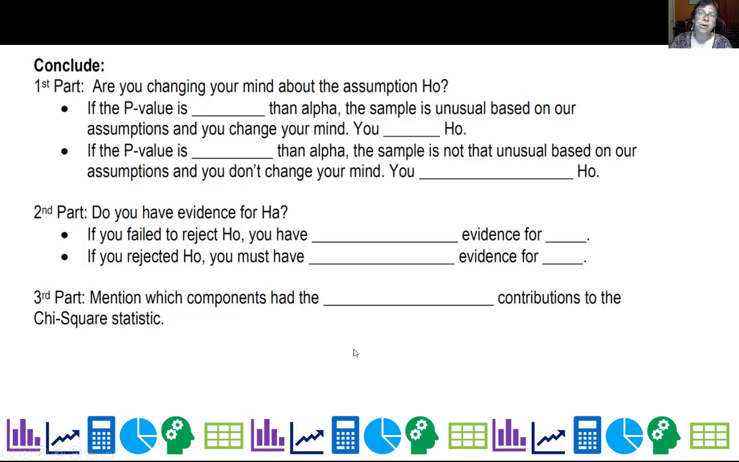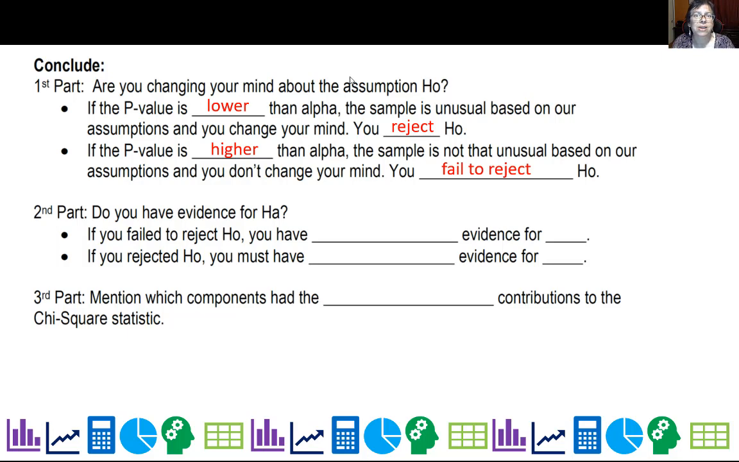So the last part on a chi-squared goodness of fit test is to conclude, just like we were doing on our other hypothesis tests. So are you changing your mind about the assumption H naught? This hasn't changed at all. If the p-value is lower than the alpha, then we're saying our sample is unusual based on our assumptions. It could be your experiment as well. And you change your mind. You reject the null. If it's higher, that's not that unusual. You don't change your mind. You fail to reject the null.